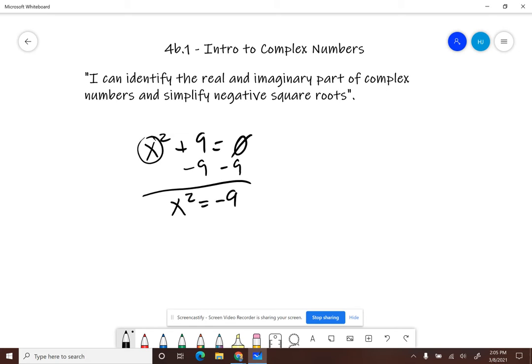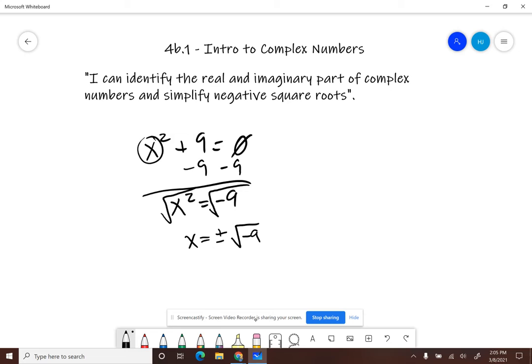And you notice when I get ready to take the square root of this, now all of a sudden I see that there is an issue, because I've got x equals plus or minus the square root of negative 9. Well, we know that it's impossible to have a negative square root, because by definition, a square root is what number times itself will equal 9.